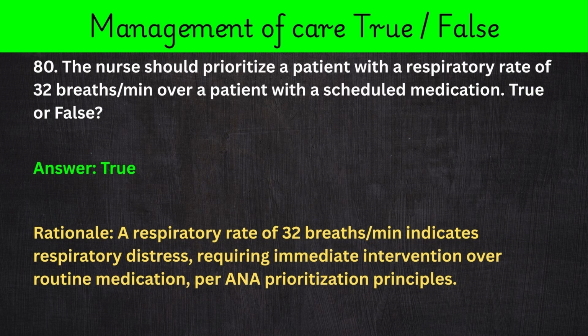80. The nurse should prioritize a patient with a respiratory rate of 32 breaths/min over a patient with a scheduled medication. True or false? Answer: true. Rationale: A respiratory rate of 32 breaths/min indicates respiratory distress, requiring immediate intervention over routine medication, per ANA prioritization principles.